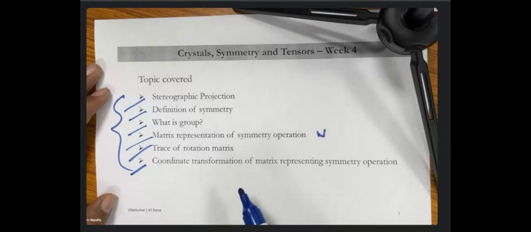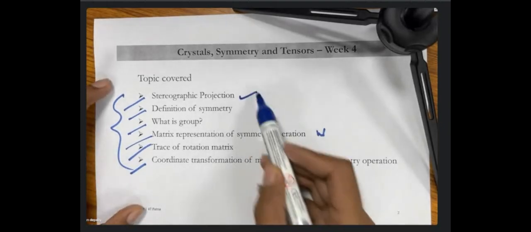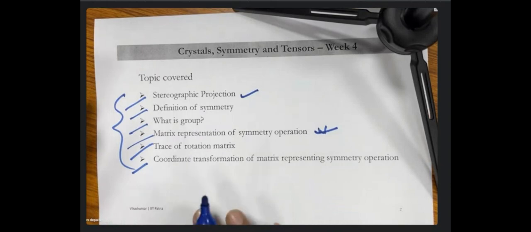I've seen the assignment questions, so most of them are based on the stereographic projections, the coordinate transformations, the symmetry operations and all. We'll also try to focus on those things. Okay, so let's start with the first question, question number 1.